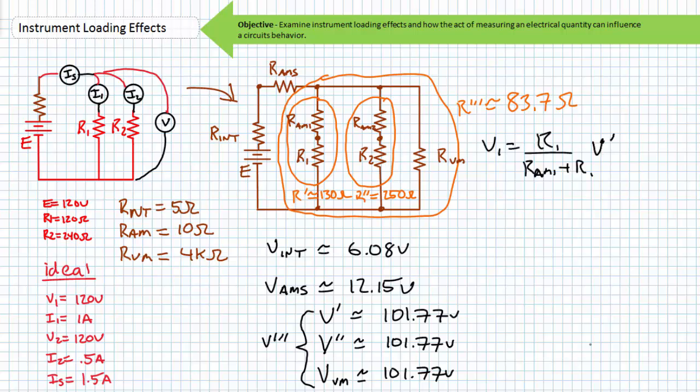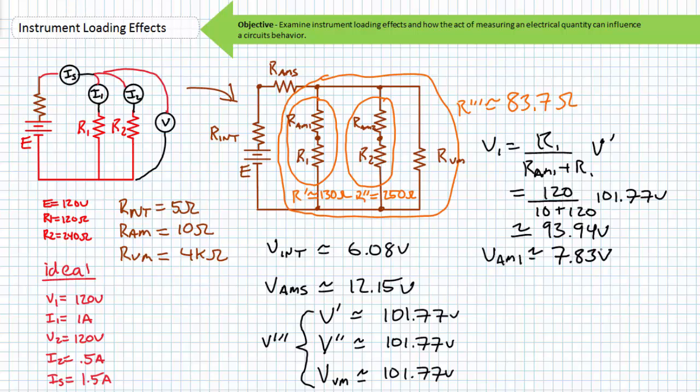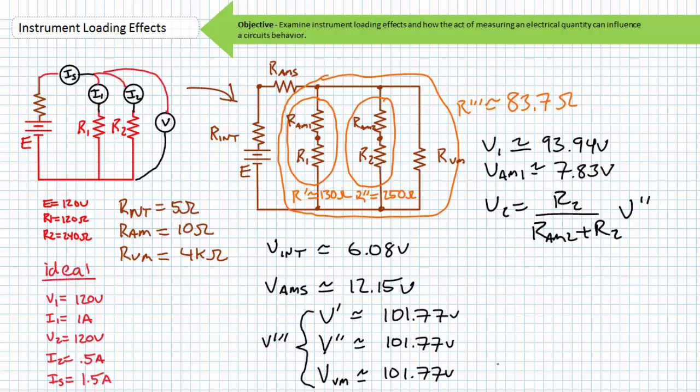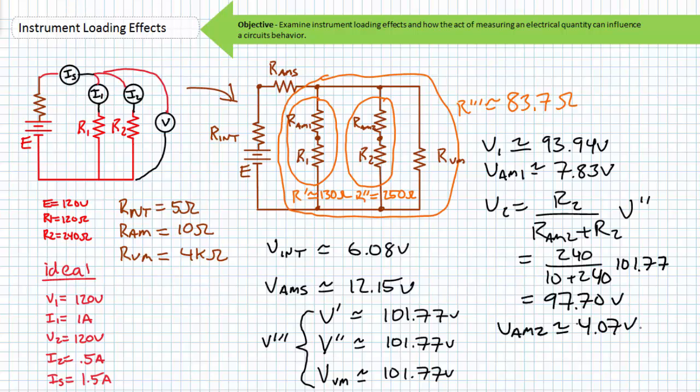The VDR set up to solve for V1 is as follows. Substituting in the necessary values, we find V1 to be approximately 93.94 volts. The remaining approximately 7.83 volts must be dropped across the ammeter used to measure current through R1. The VDR set up to solve for V2 is as follows. Substituting in the necessary values, we find V2 to be approximately 97.70 volts, meaning the remaining approximately 4.07 volts must be dropped across the ammeter in this same series path.